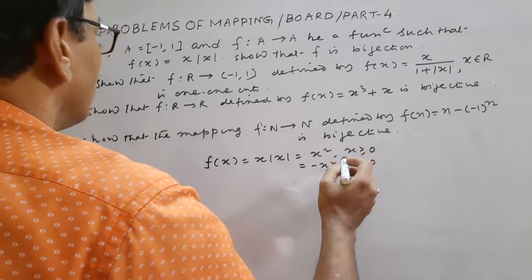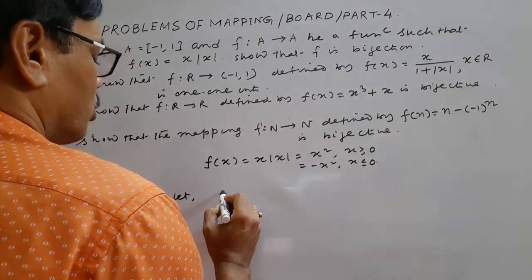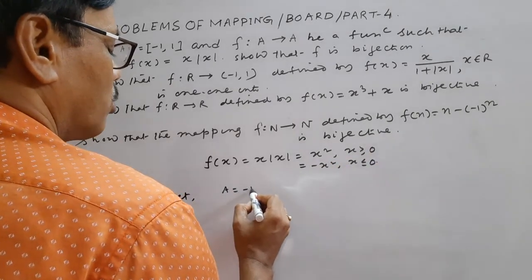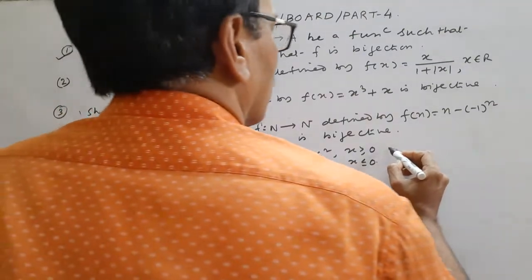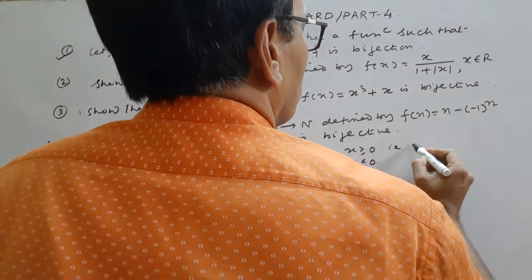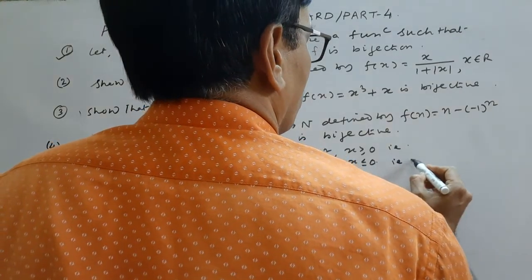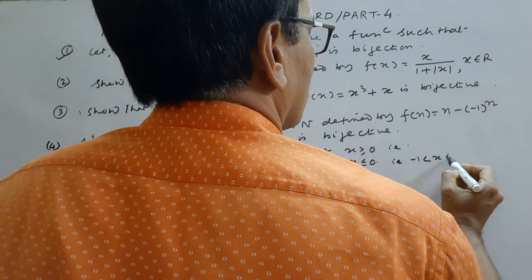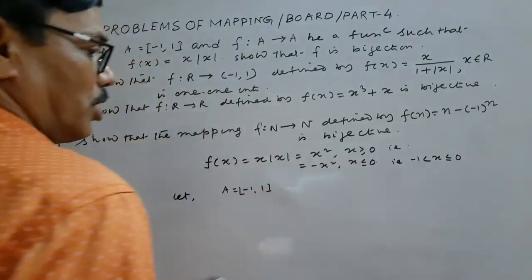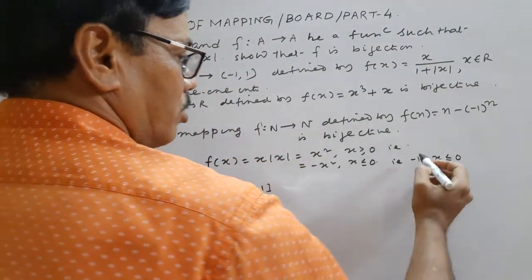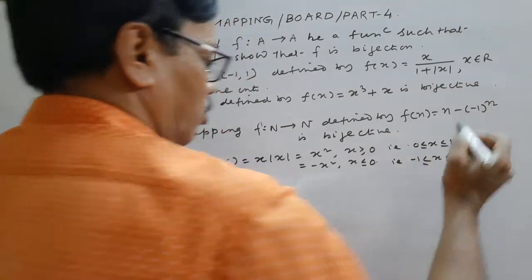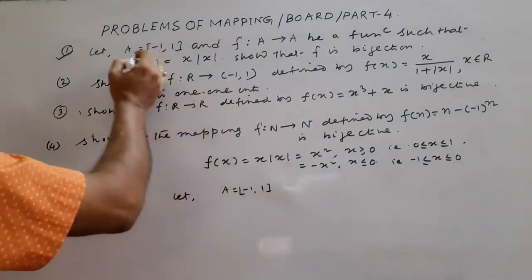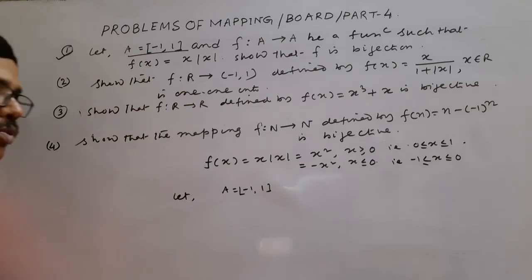So we can take it that this one is minus 1 less than x less than or equal to 0, and this one is 0 less than or equal to x less than or equal to 1, because A is given as minus 1 to plus 1.